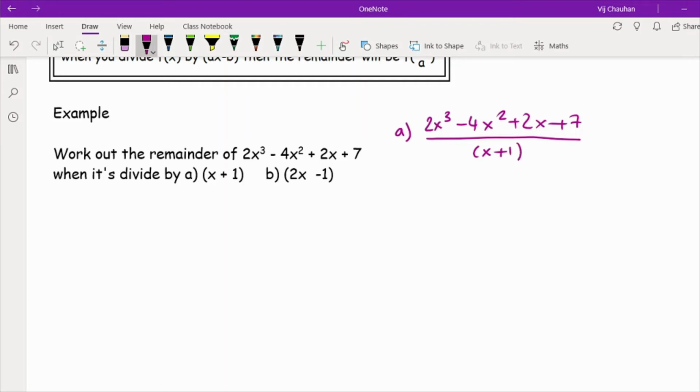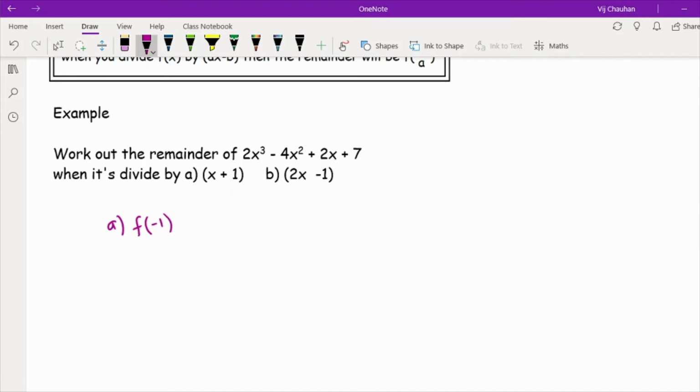So just like when we do, let's say, 21 divided by 5, then the remainder in this case would be 1. So we're going to find the remainder for when we divide these two things together. To do this, rather than using algebraic long division, we're going to use the remainder theorem to work it out. So for part A, we're going to substitute f of minus 1.